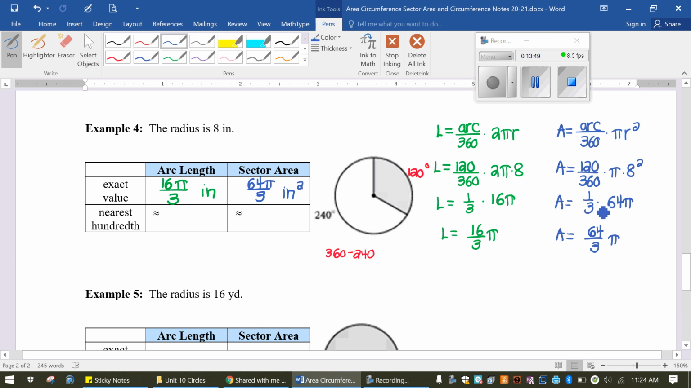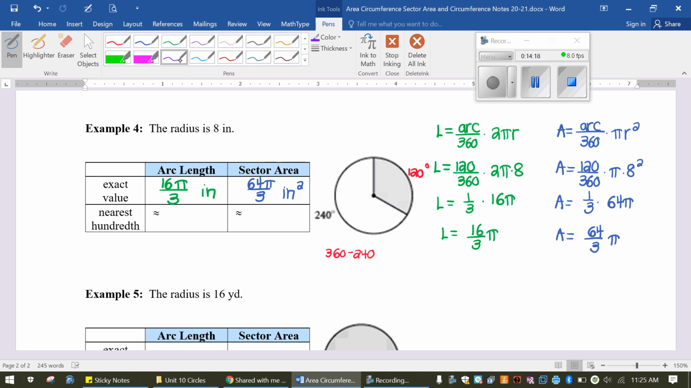Same thing happens when we do the sector area. 1/3 of 64, or 64 divided by 3, isn't a whole number. So we left it as 64 over 3. You might notice that when I filled in these exact values into my table, I put pi up with the 16. You can write it this way, or you can write it as the fraction and then write the pi next to it. If you type this into your calculator to get yourself a decimal approximation, be careful.